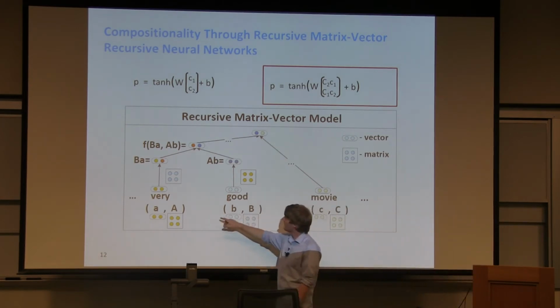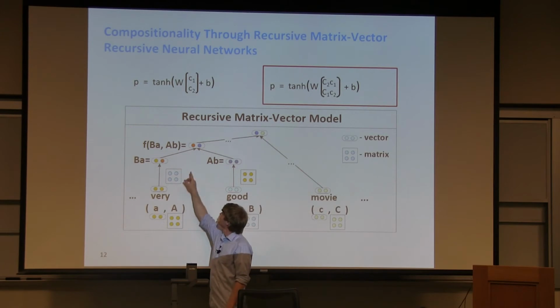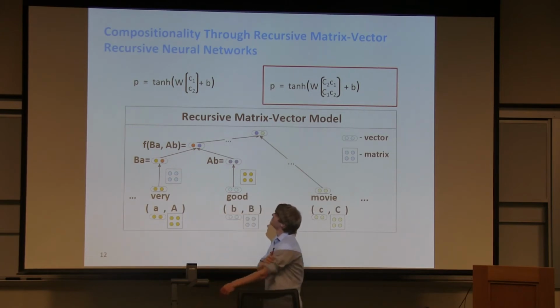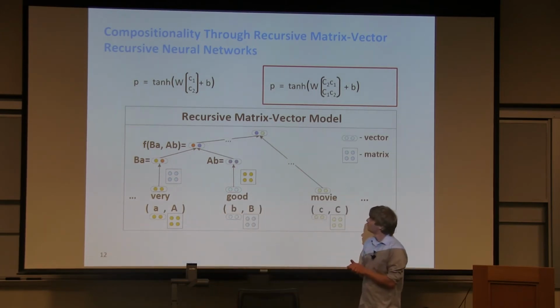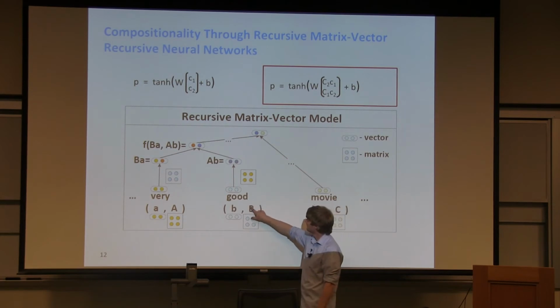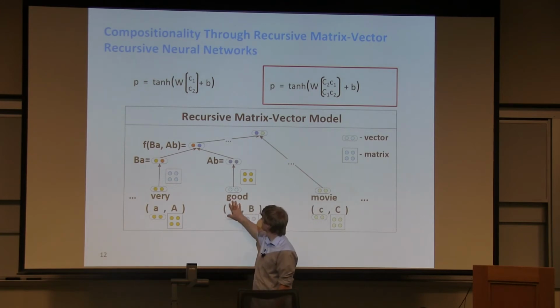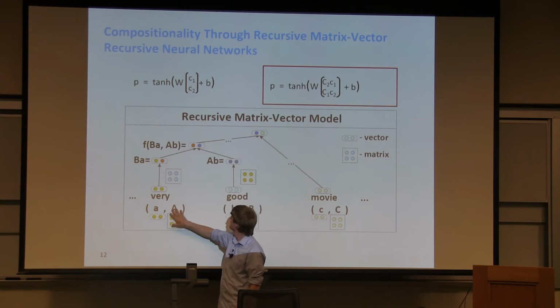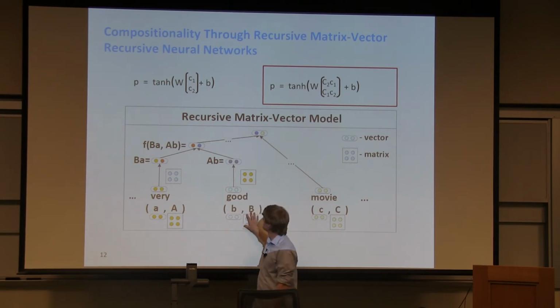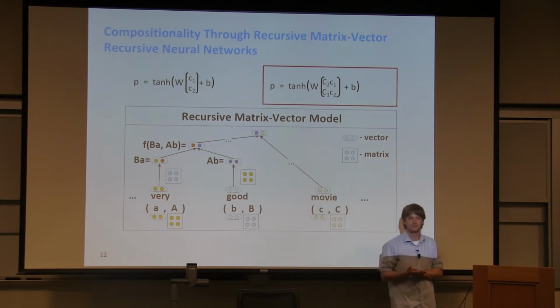And now when we combine "very good" as a phrase to compute the parent here, what we would do is we would take the vector of b, and that vector will be multiplied by the matrix of A, and the matrix of B will multiply with the vector of "very".